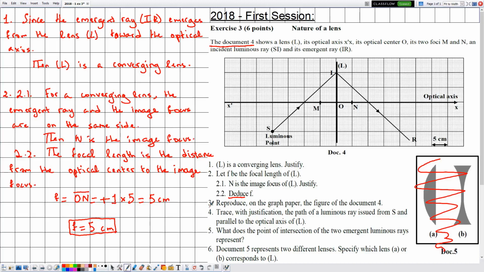Now we have reached part 3. They are telling me to reproduce on the graph paper the figure of document 4.